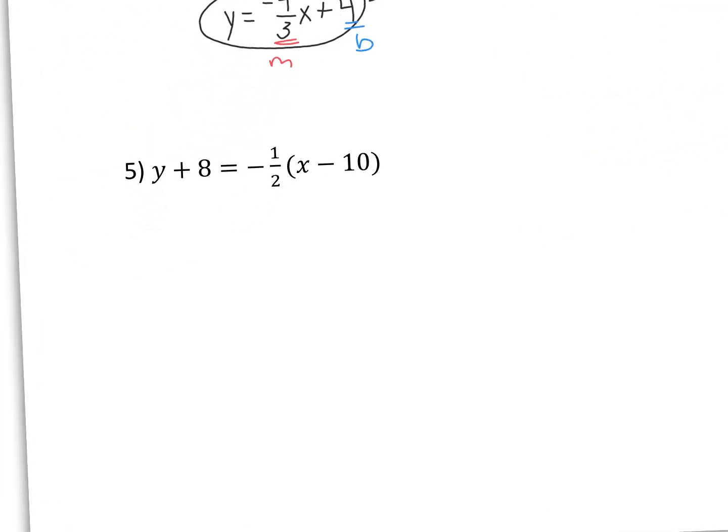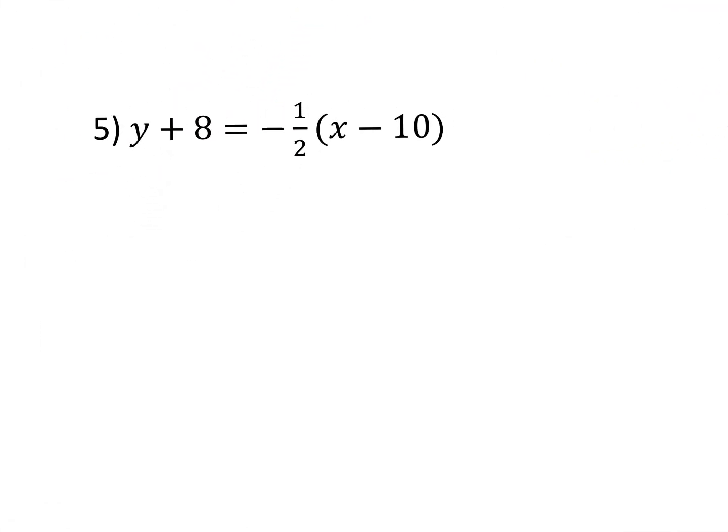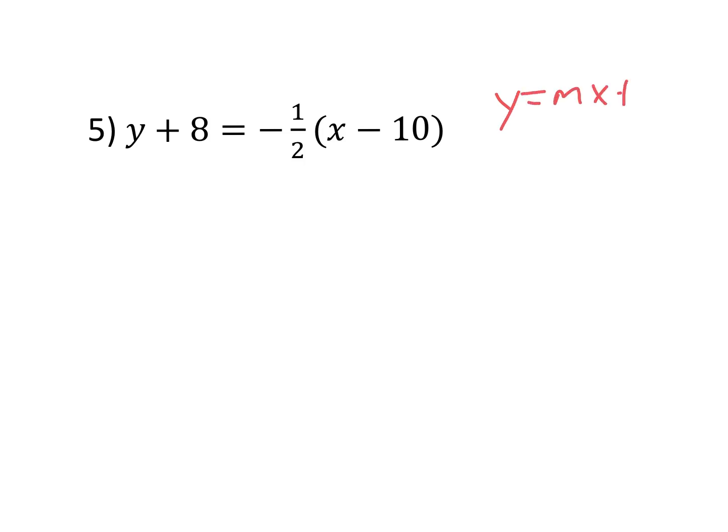Last couple. Here we go. All right. So maybe you don't like my method. I like the slope-intercept point slope form. We'll get it eventually. You want y equals mx plus b. That's fine. I can do that.